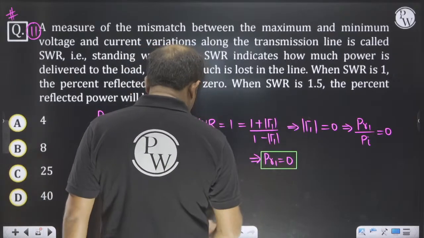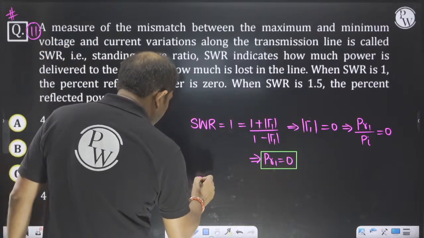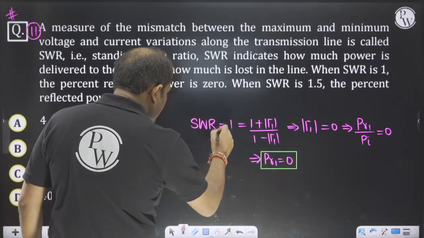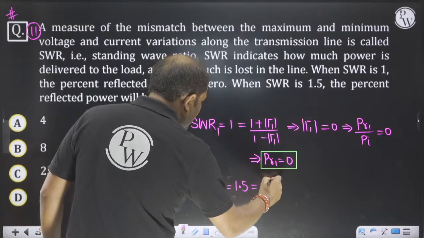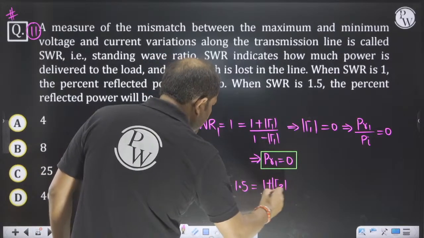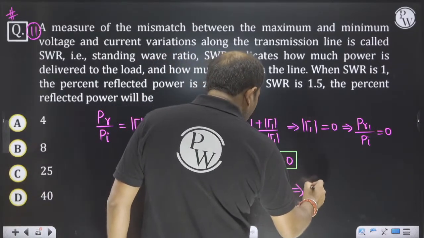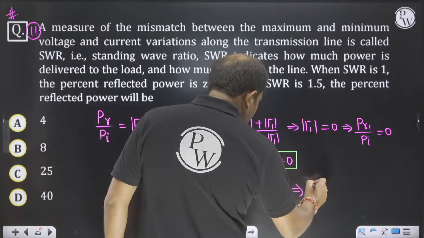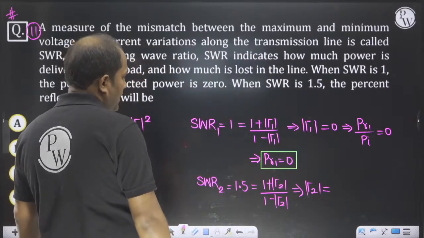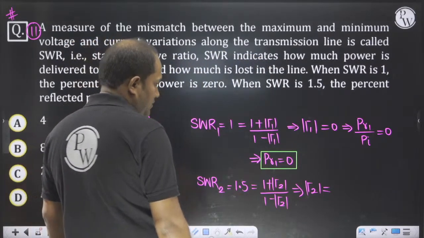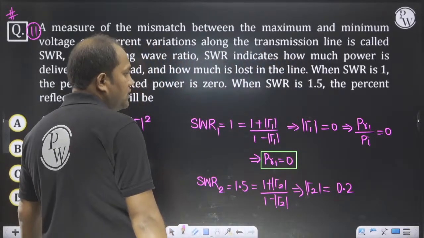Then the second case. How much is SWR given? SWR2 is 1.5. So it will be 1 plus mod gamma 2 upon 1 minus mod gamma 2. So mod gamma 2 will be, you can solve it, 1.5 minus 1 which is 0.5, divided by 1.5 plus 1 which is 2.5. So 0.5 upon 2.5 is 0.2.